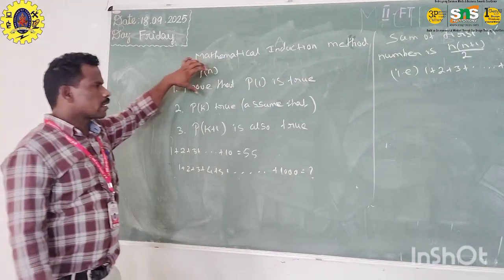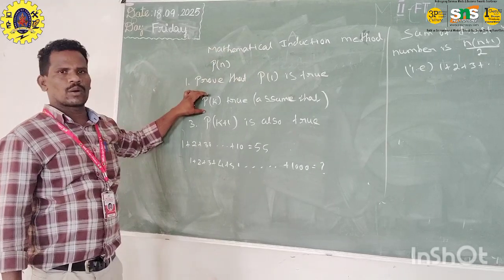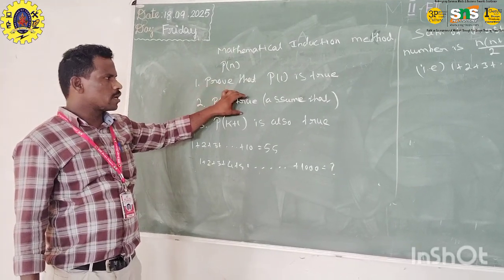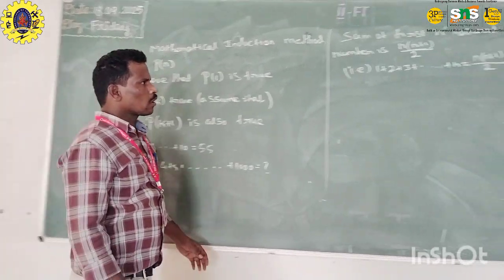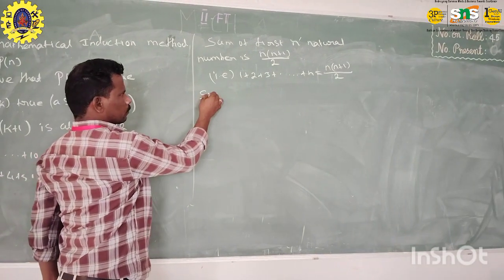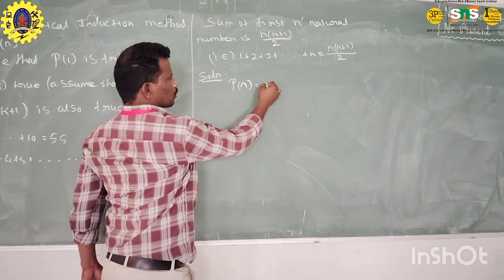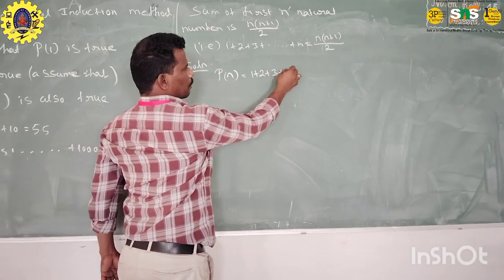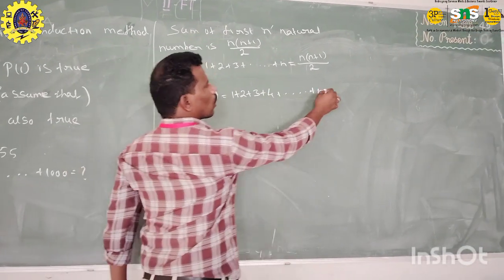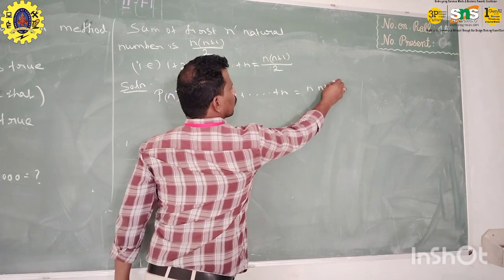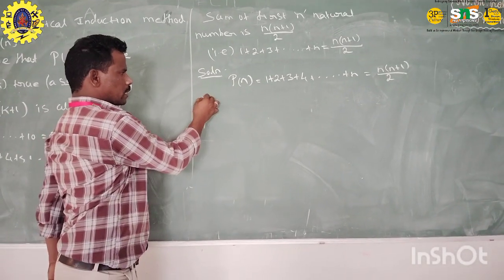The induction method has three steps. The first one is P of 1 is true, the second one is to assume that P of k is true, and the third one is that P of k plus 1 is also true. So P of n, the given statement, is 1 plus 2 plus 3 plus 4 up to n, equal to n into n plus 1 by 2. The first step is the basis step.